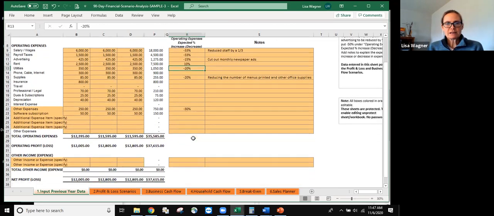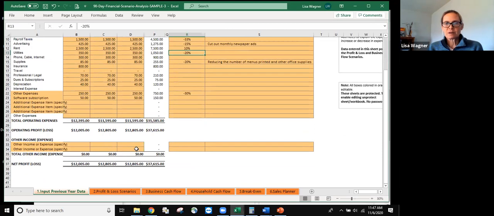Then we scroll down here, and the same thing, we enter the other income or expenses. So if you did have some extra income come in during these 3 months that were one-time income or expenses, we don't want to carry those forward, right? We don't want to count those when we're looking at what might happen over the next 3 months. So you enter those here.